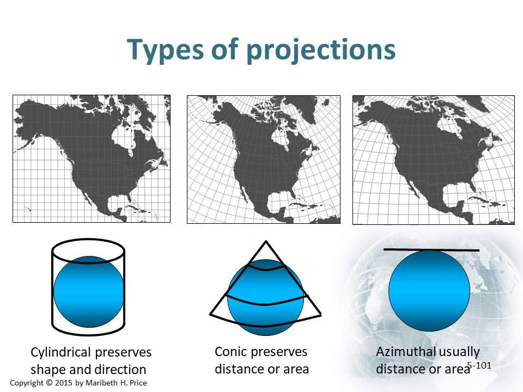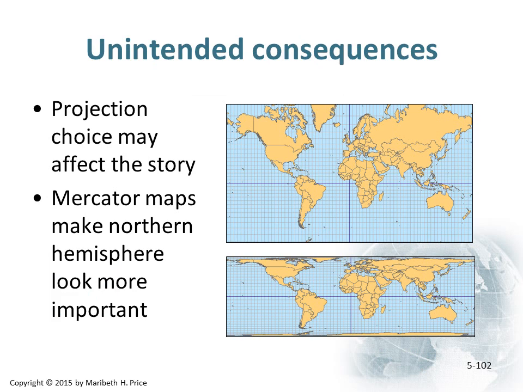Three basic types of projections: cylindrical, conic, and azimuthal. Every projection choice may affect the story of your map. Mercator maps make the northern hemisphere look more important. The top one is a Mercator map, and I want you to notice the size of Iceland. If you're not sure where Iceland is, it's that giant chunk of land that's about the size of the United States, poking down from the Arctic between North America and Europe.